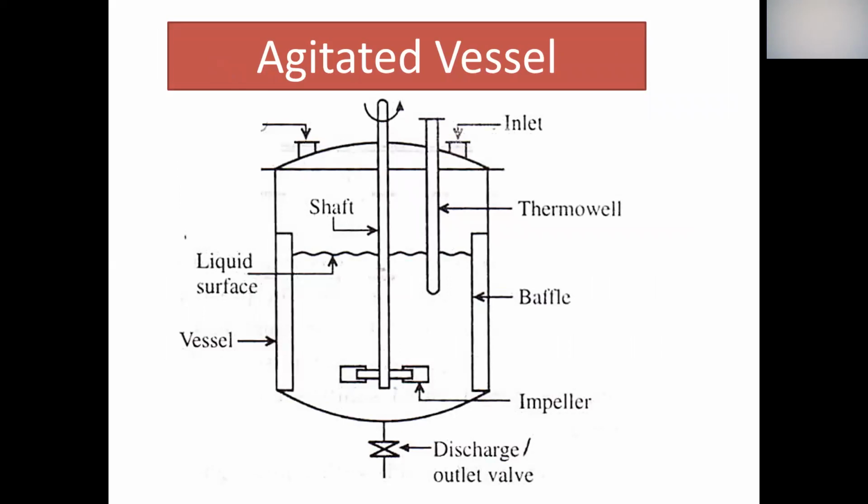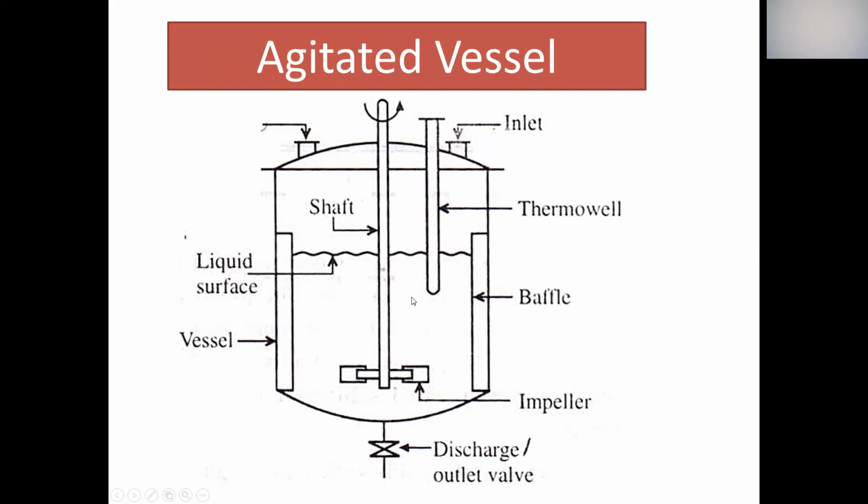Now let's talk about the agitation vessel. This is the agitation vessel. As you can see, this is basically a vertical vessel where the impeller is provided at the center. Impeller is nothing but the agitator, you can see. Then the liquid is around 60 to 65% of the height of the vessel. Then the strips are mounted at the wall of the vessel, that are nothing but the baffles.